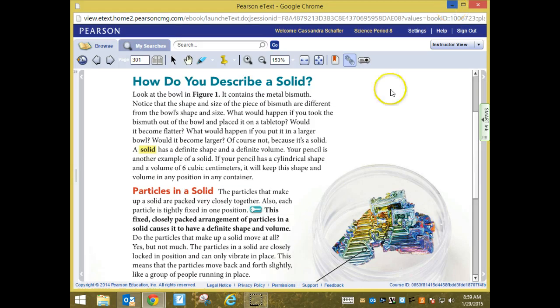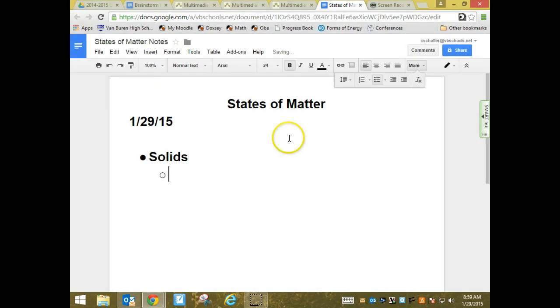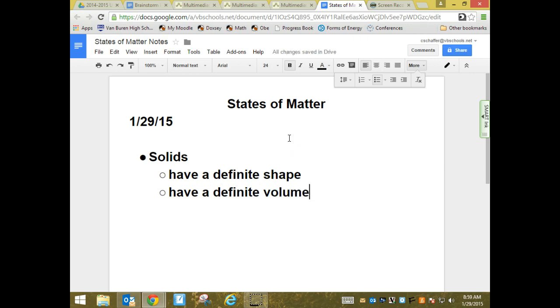So I'm going to go ahead and stop that paragraph right there, and I see the important line here. It has a definite shape and a definite volume. So let's go ahead and add that to our notes. So just to talk about this a little bit, definite shape, we know that it's not going to change its form. Volume, we want to think about, what does volume mean? Well, it's the amount of space that the solid is taking up. So in order to have that definite volume, it means that when we take it out of the container, the space or the size of it isn't changing.